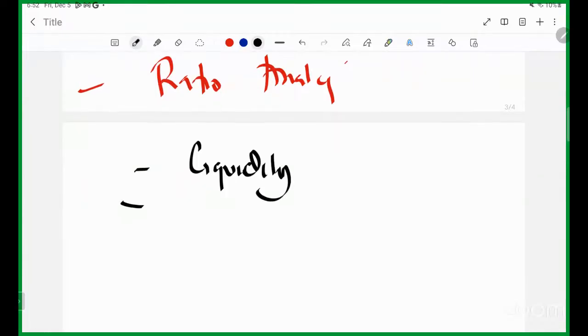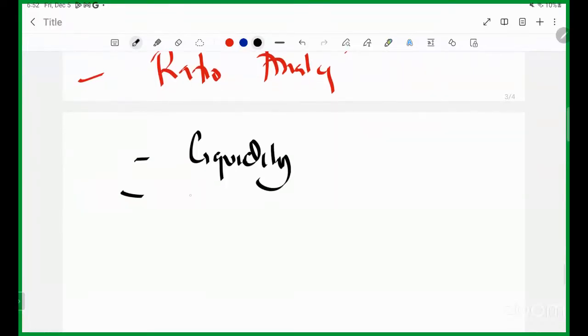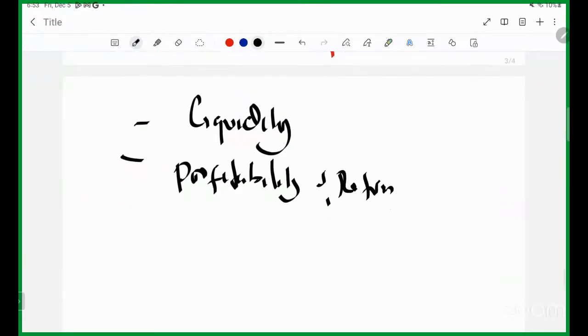2, you're going to analyze the returns, the profitability and return. You know very well that under liquidity, at least don't miss the current ratio. And the quick what? Quick ratio.